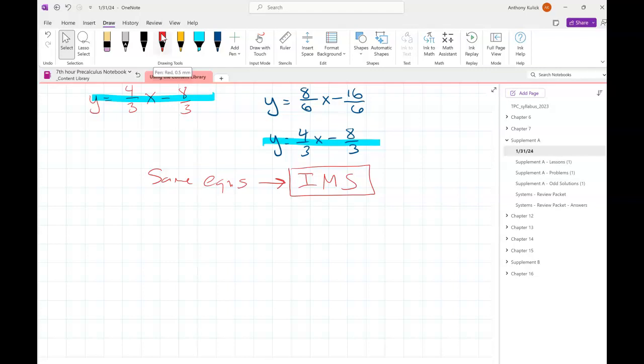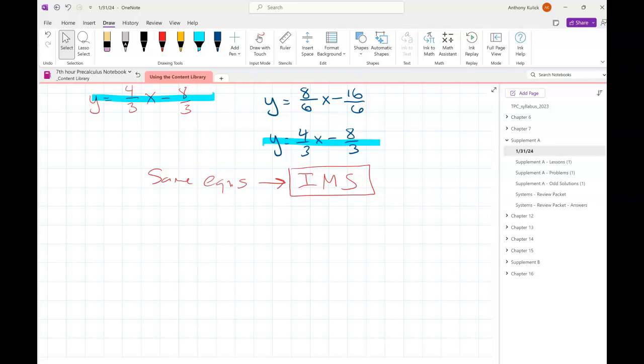Notice I didn't actually have to graph anything here, right? I just looked at the equations and saw they're the same thing. I'm done. All I have to do is state infinitely many solutions, and I'm on my way. Anytime I don't have to draw a graph, I'm a happy camper, right? Because the graph's just kind of a hassle. All right. What do you guys think?